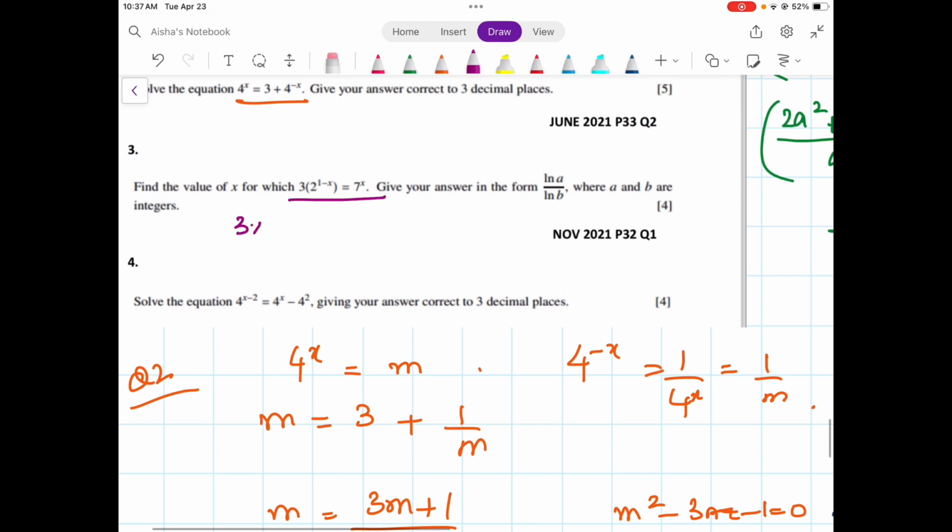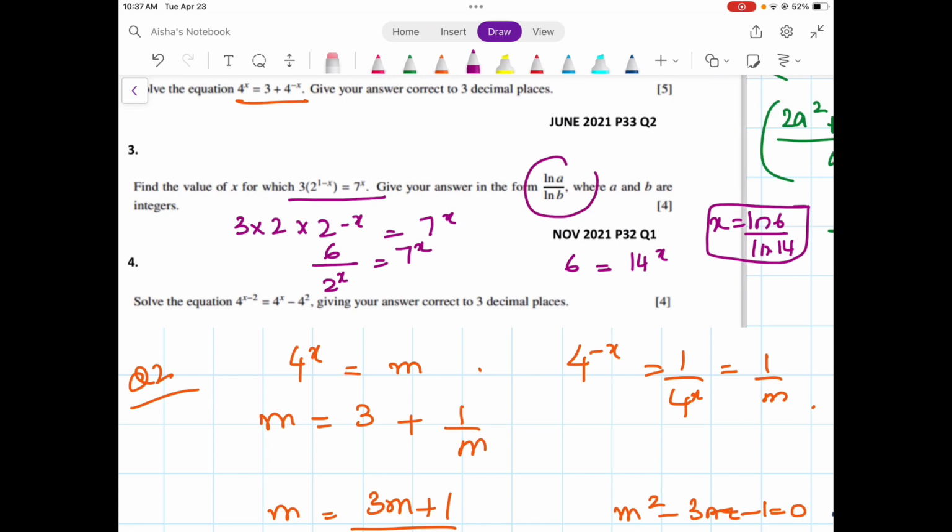This is the same thing, break the indices. 6 upon 2 power x equals 7 power x. x is ln 6 upon ln 14, which is what they want. And if they want you to evaluate the answer in decimal, you can also do that, and that's about it.